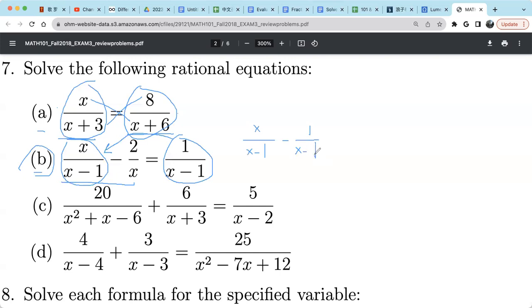Right? Then equals to, I want to move this one. Let me change my color. I want to move this term to the right-hand side. Negative on the left. When I move to the right-hand side, it becomes positive.